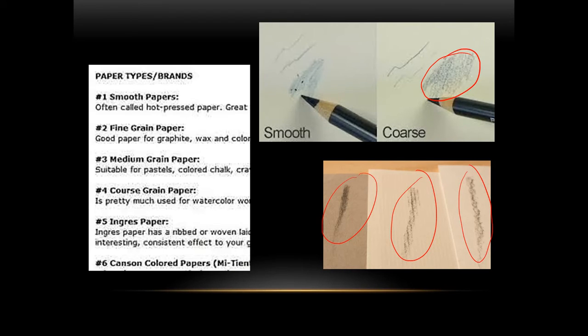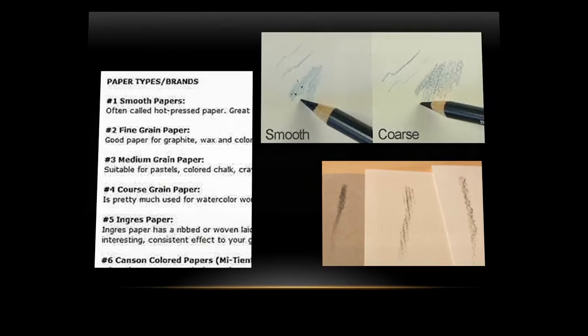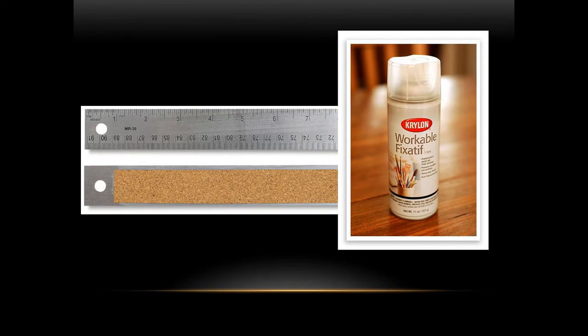So for drawing purposes, you want smooth paper, and you don't want it to be too smooth, like waxy paper. That doesn't work, because with waxy, very smooth paper, the lead doesn't bleed. It just kind of is very hard. So there are smooth papers, fine grain papers, medium grain papers, coarse papers, etc. You usually want a smooth paper like this for drawing. And this is the last slide.